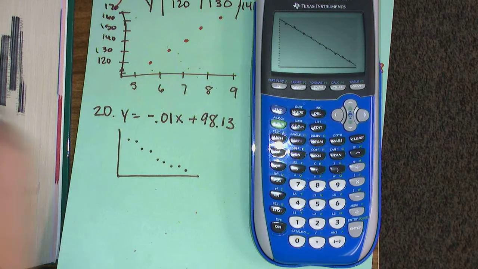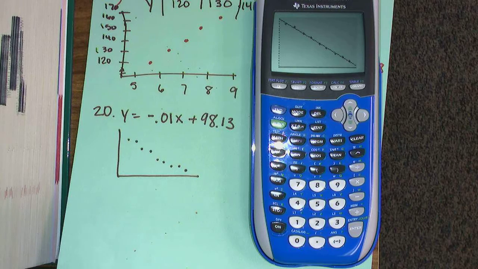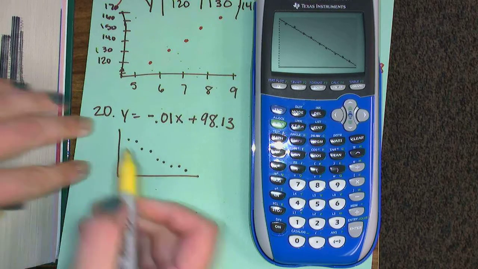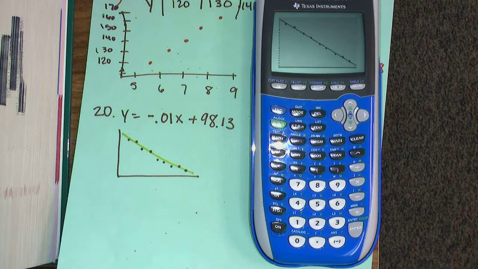So I drew in my points. Make sure you at least have the right number of points, please. And then just draw a line through it, and that's all you have to do for those ones. If your line's not straight, or your hand-drawn picture isn't straight, that's okay. Mine's not either. Mine's got a little curve to it.